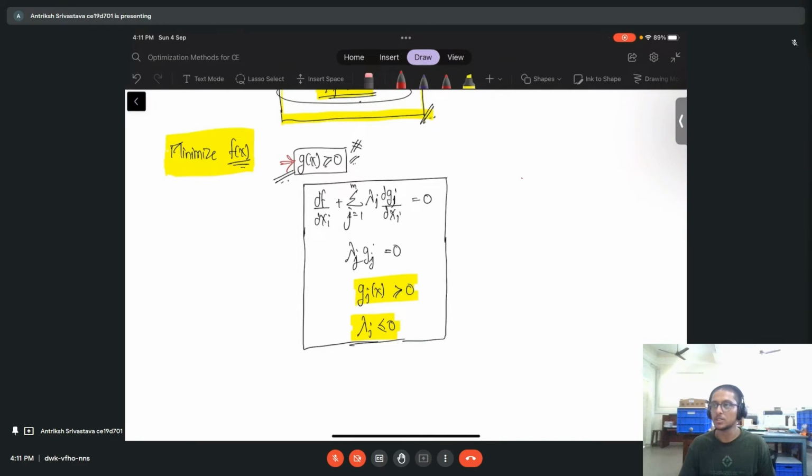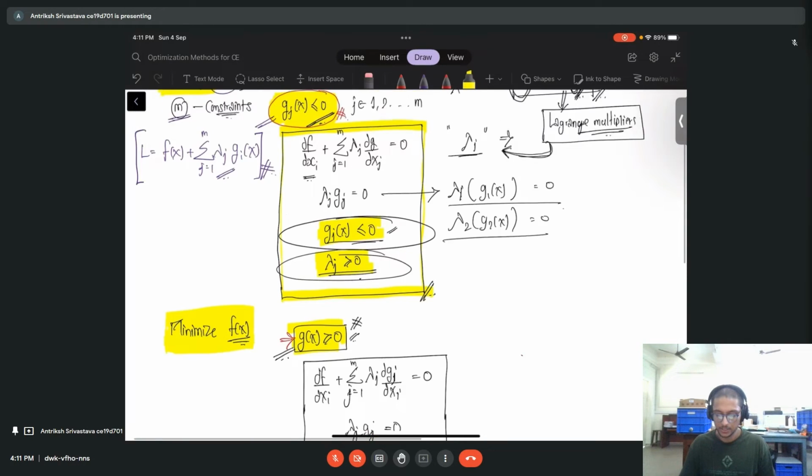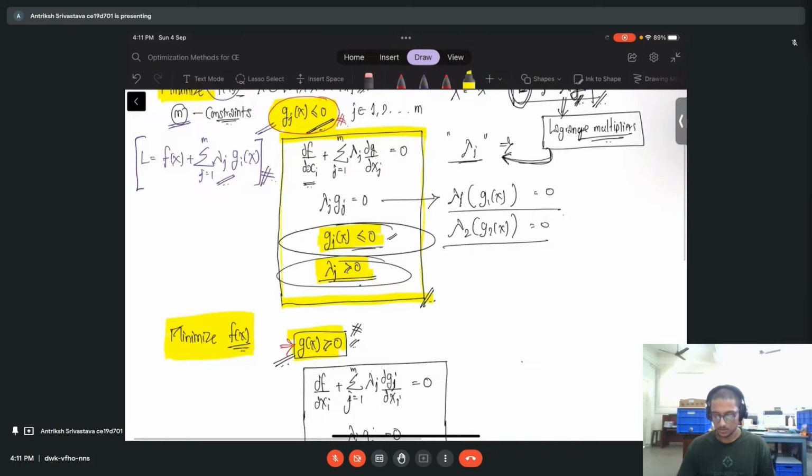If you have noted it down, Pankaj, you want to say something? No, sir. Okay. So you can note down these things. This is for greater than or equal to 0, and this is for less than or equal to 0. Can I move forward?